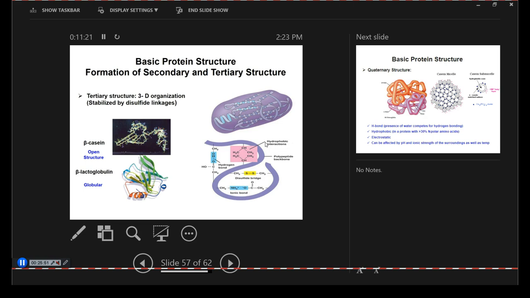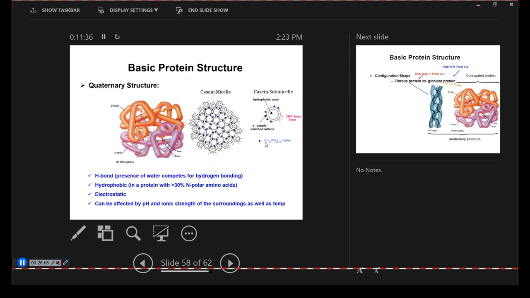Now, mind you that plant proteins mostly are globular proteins, but they don't exist as monomers usually. They exist in a quaternary structure. And quaternary structure meaning you have several polypeptides associated together in a stable format. So this is quaternary structure. Example, hemoglobin. Hemoglobin is a quaternary structure with four polypeptides. The casein micelle is a quaternary structure with several caseins linked together in a stabilized form. We'll talk about that when we cover dairy proteins.